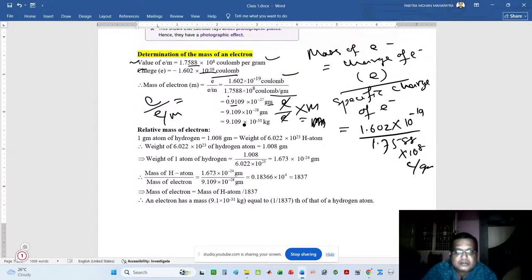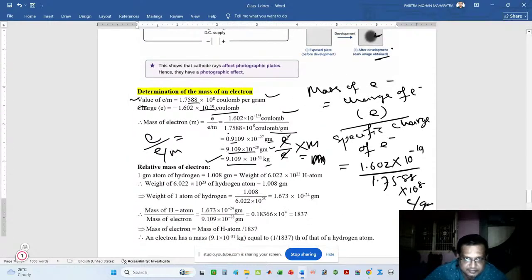When you change the decimal point, then you will get 9.109 into 10 to the power minus 28 gram. When you want to convert the gram into kg, then you will write 9.109 into 10 to the power minus 31 kg. This is already present from the initial part of this chapter.